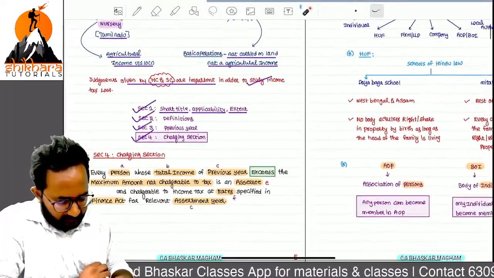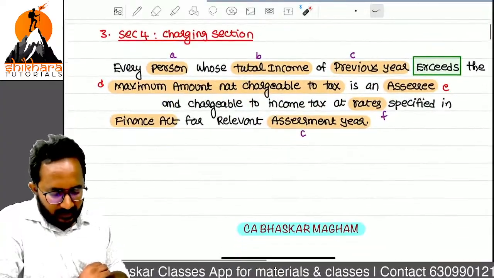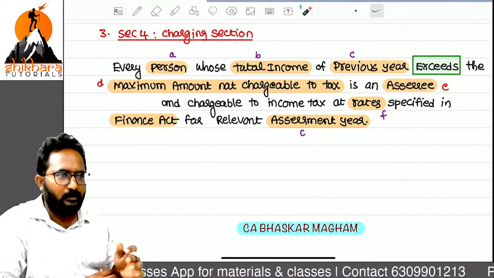I think on your page number 5, you will get this data. Charging section. No need to write anything. Just listen. Automatically, you can understand everything.